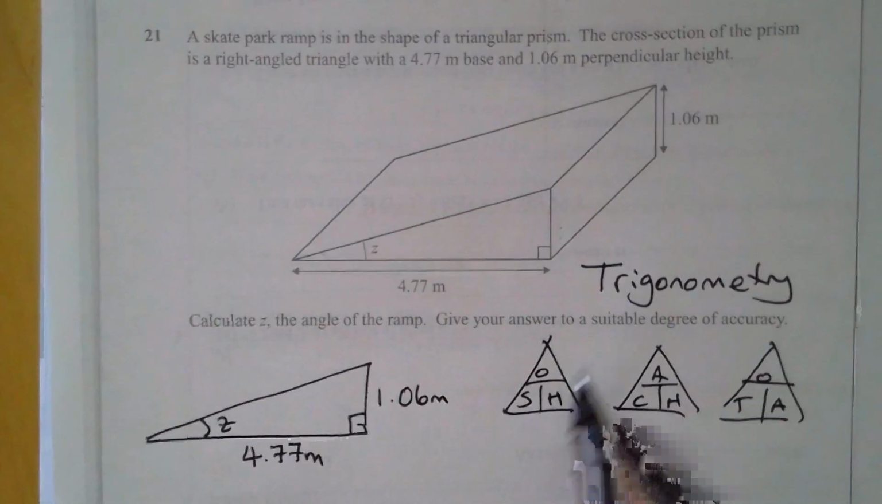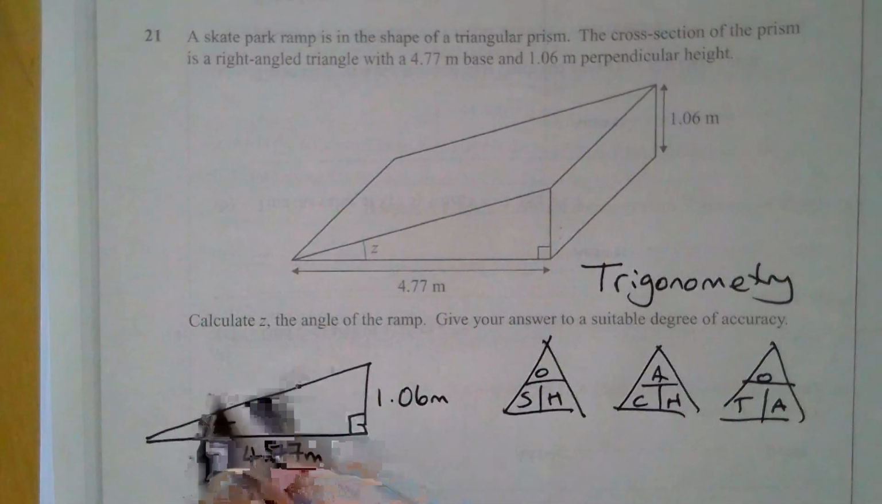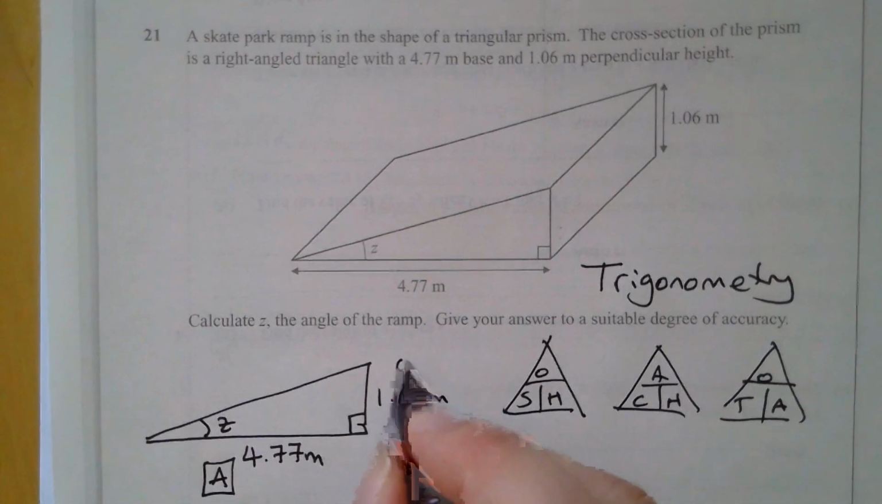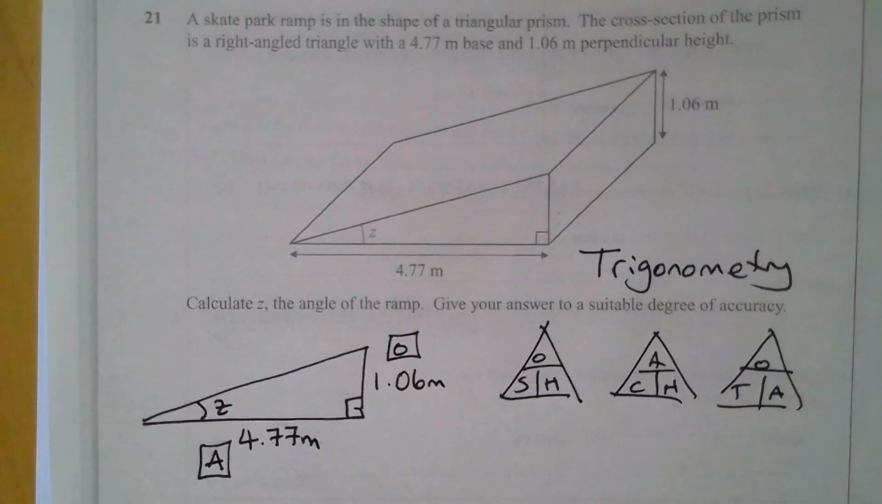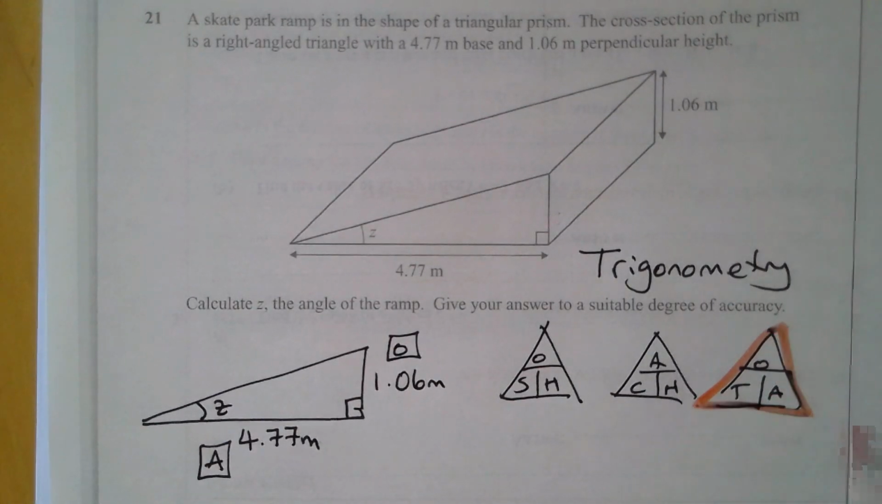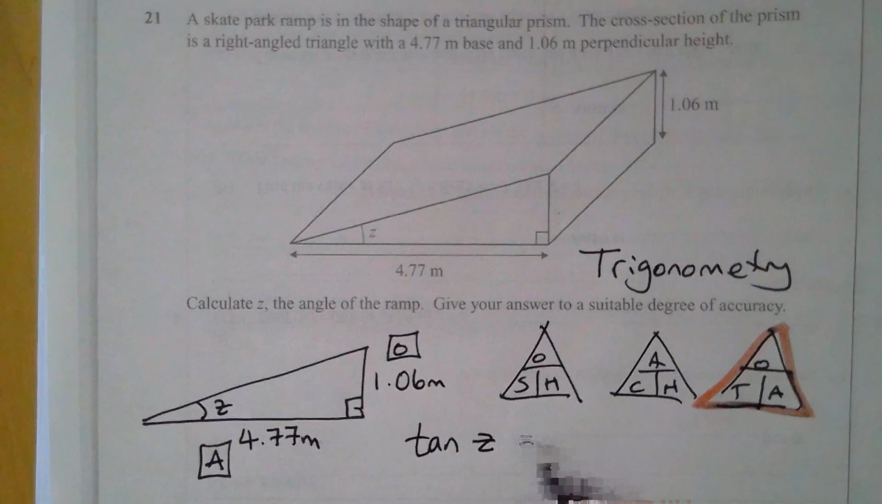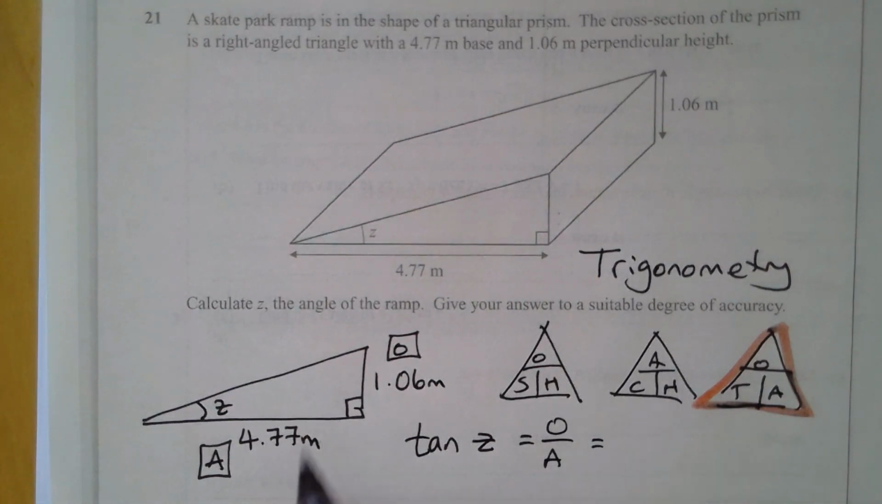Another thing that you need to remember is SOHCAHTOA. What have we got here? Well, this is our hypotenuse, which hasn't got anything on it and we don't need it, so I'm just going to ignore that. This is the line that's adjacent and this is the line that's opposite this angle here. Adjacent means next to. So the triangle we want to use is TOA. Tan of the angle equals opposite divided by adjacent.